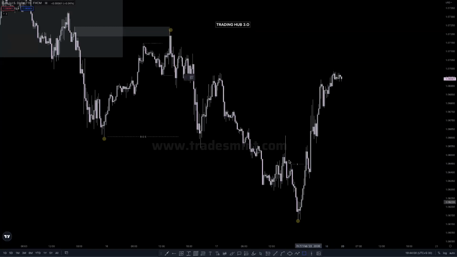And you have to check another small minor one. Sorry, this one. This one is also mitigated here. This one looks much more valid.